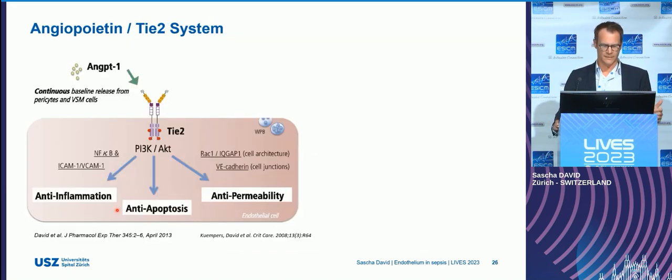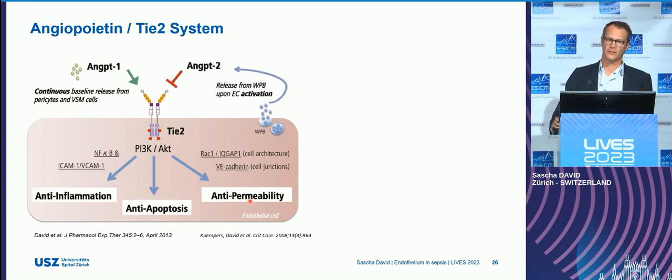And I picked one example because I've personally worked on this, so it's a little bit biased. Tyrosine kinase on top of the endothelium. If you activate this, so we all have this on all our endothelial cells, we all have this in our blood, it's a constitutively on system, and it promotes antipermeability by tightening these junctions. During sepsis, we release the natural counterpart of this, angiopoietin-2. It blocks this, we lose the protective signal, very simplified.